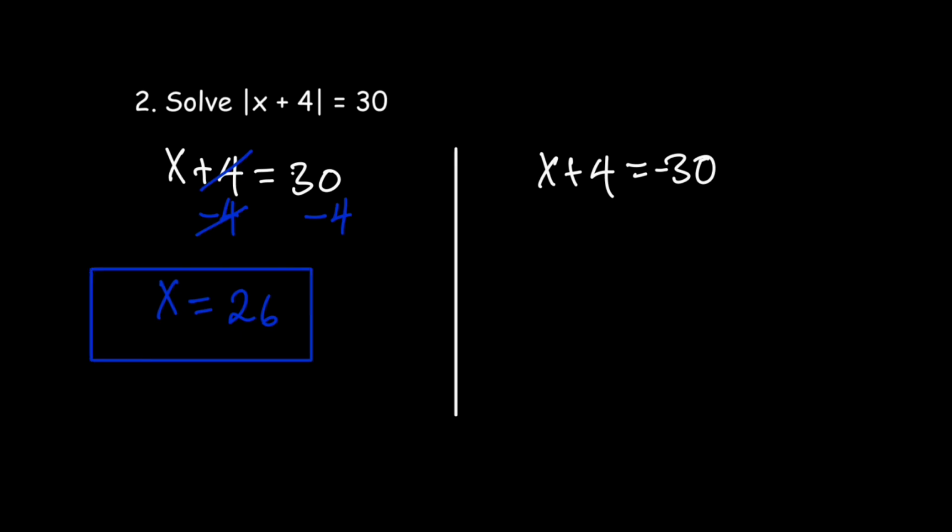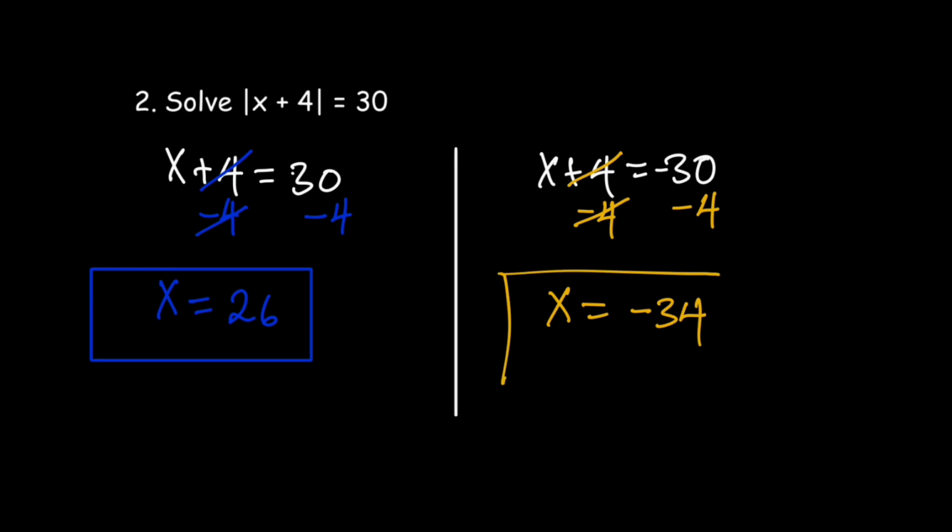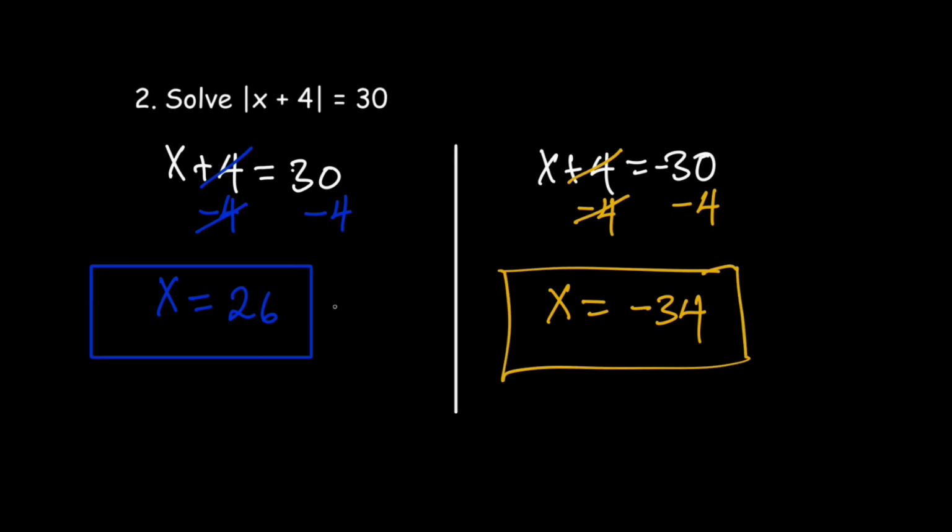Then let's move on to the second equation. Again, over here I'm going to subtract 4 from both sides like this, so that this positive 4 and this negative 4 will leave. Then we have x equal to negative 30 minus 4, which gives me negative 34, and that is also it. Now let's verify this real quick.